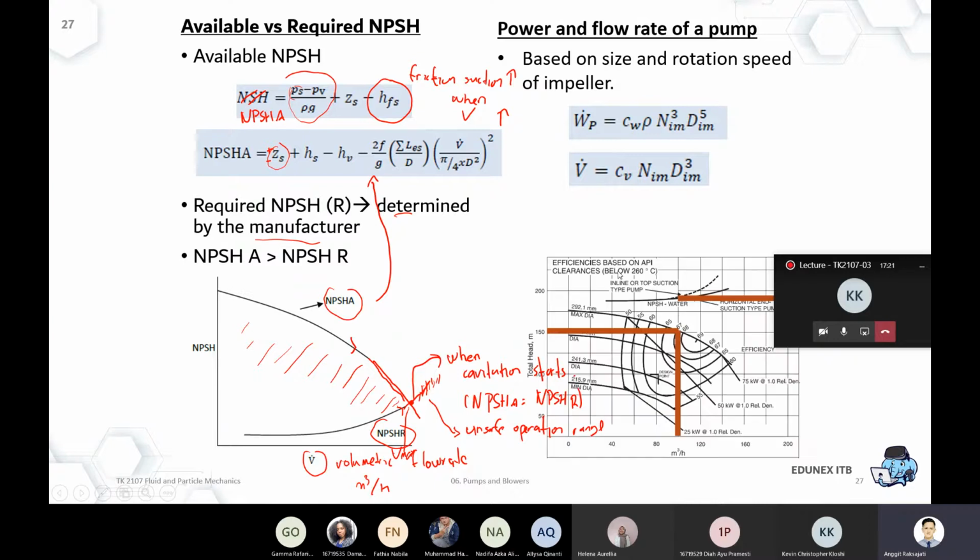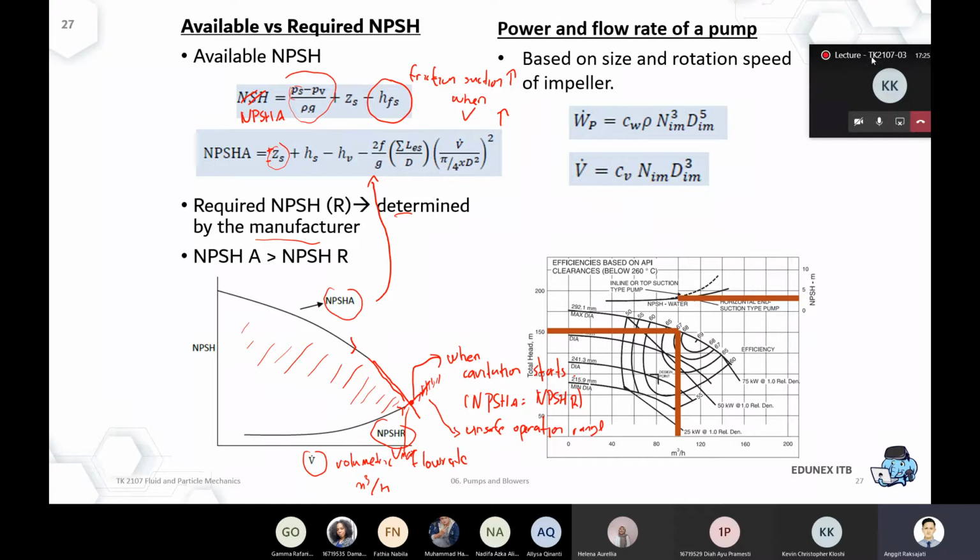Okay, and the question now: NPSH available can be calculated using the previous formula, but where can we find the NPSH required? So this is the example that we discussed last week about a typical centrifugal performance curve.